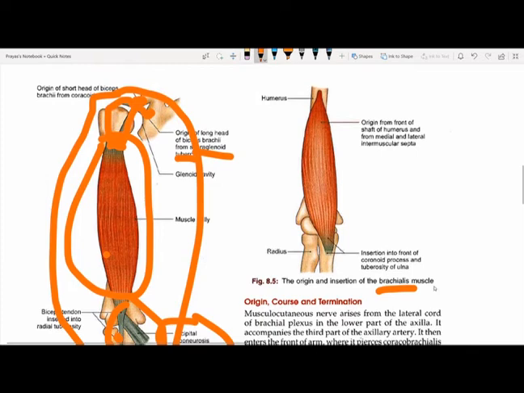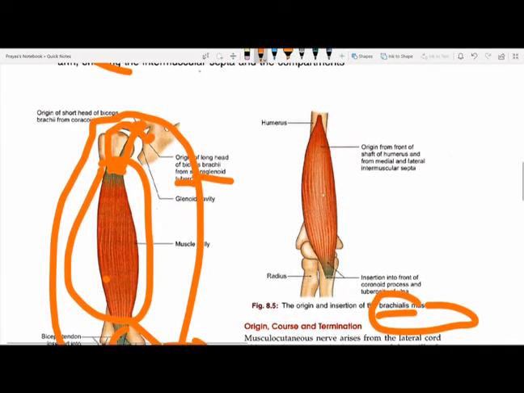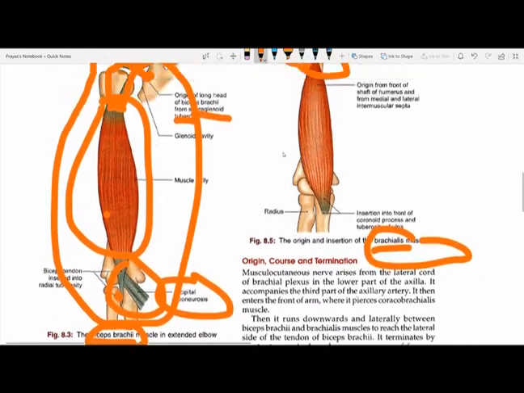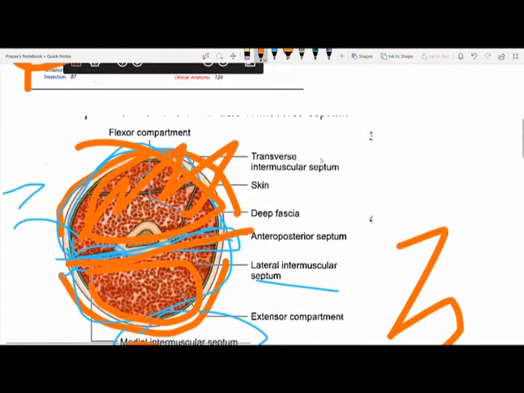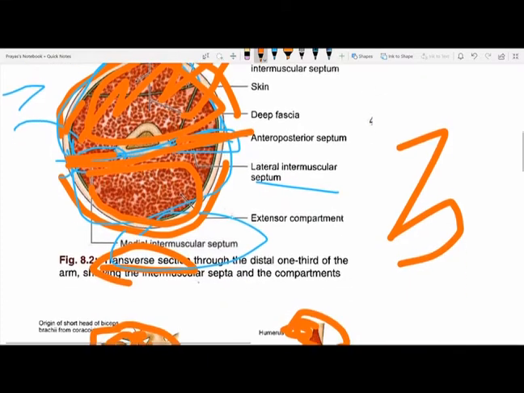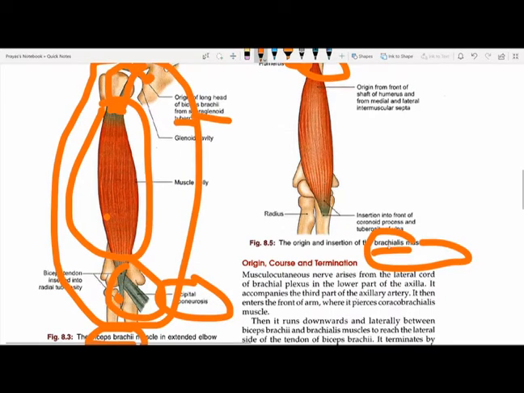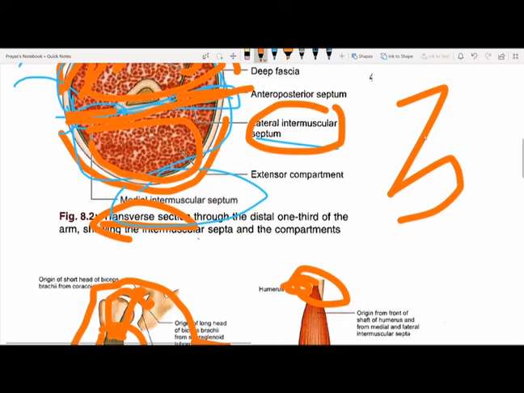Now let's talk about the brachialis muscle. The brachialis muscle originates at the humerus itself. So it does not have an origin at the shoulder blade like biceps brachii. It originates at the shaft of the humerus, somewhere in the middle part of the humerus. One interesting thing is that at the middle part it originates from the lateral and medial septa. So the brachialis muscle originates from the intermuscular septum.